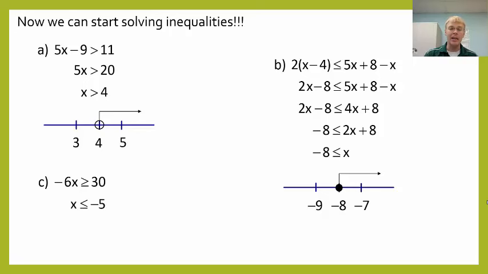In C, you can see I have to divide both sides by a -6. And you can see when I did that, I flipped the inequality from a greater than or equal to a less than or equal to. Again, closed circle, x is smaller than -5, so I'm going to the left of -5, and there I've got my solutions. I know I went through these pretty quickly.